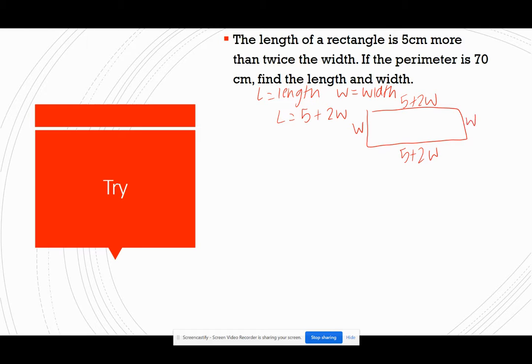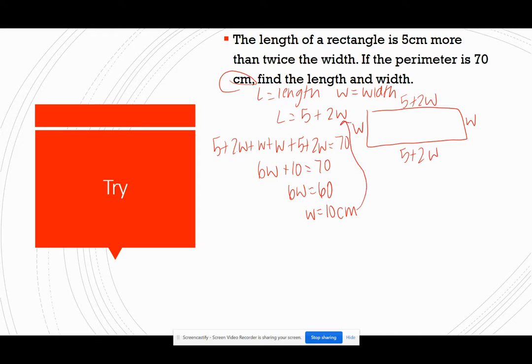Then I add them together. 5 plus 2W plus W plus W plus 5 plus 2W equals 70. Combine our like terms. 2, 3, 4, 5, 6. 6W plus 10 equals 70. Subtract 10, 6W equals 60. So my W equals 10 centimeters. So we have to not forget the centimeters.